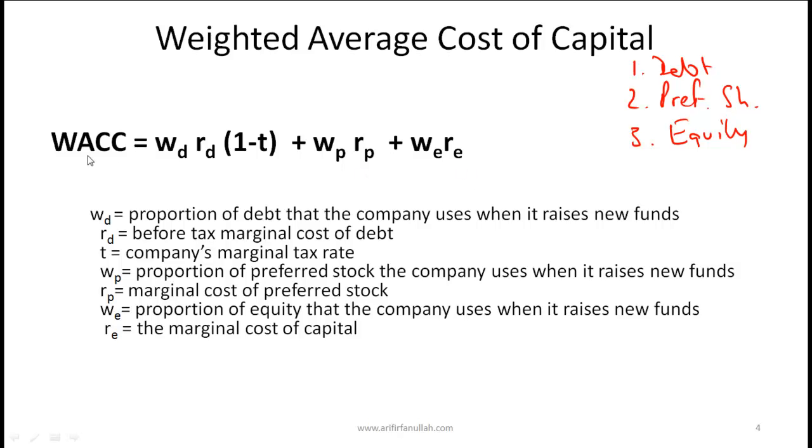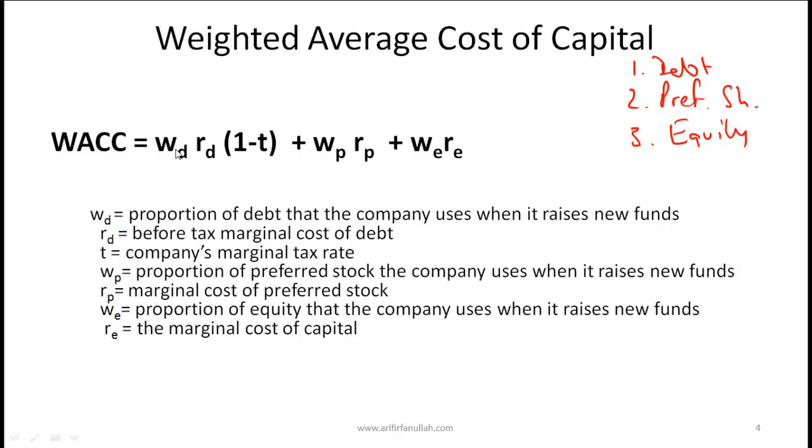So the formula for weighted average cost of capital is equal to the weightage of debt times the cost of debt times 1 minus t, plus the weightage of preferred shares times the cost of issuing preferred shares, plus the weightage of common equity times the cost of common equity. And now we are going to understand these terms in a little more detail.